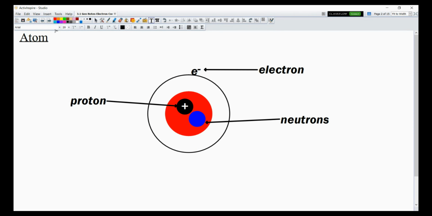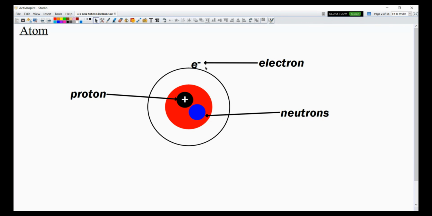The atom is made up of three parts. These are called subatomic particles, and this is the proton and the neutrons that are in the nucleus, and the electrons on the outside of the atom that are traveling around the nucleus. So you have your protons and neutrons in the nucleus and the electrons outside. Protons are positively charged. Neutrons are neutral, they have no charge, and electrons are negatively charged.